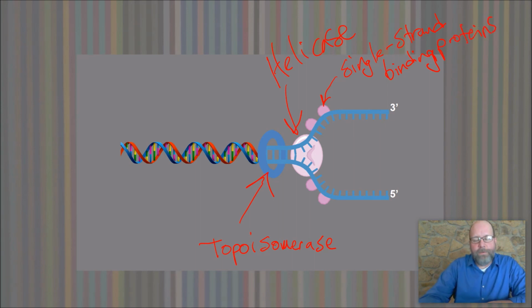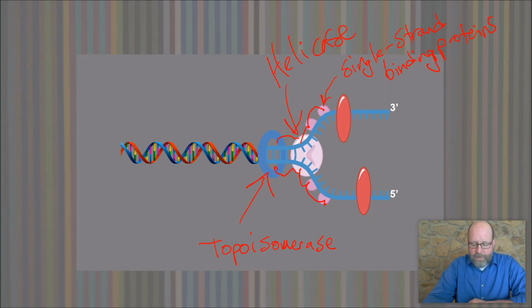When you unzip the DNA, it wants to go back together again. So you have to have proteins there to kind of keep it apart. I don't really show this, but all of this is actually attached together. All these proteins are attached together in one big protein complex, and they all do their jobs stuck together.